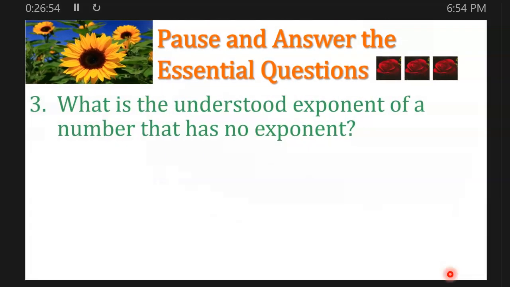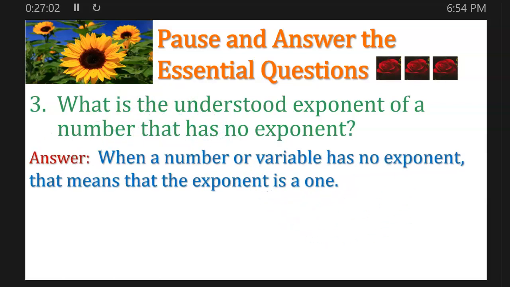Okay, what is the understood exponent of a number that has no exponent? Go ahead and try to answer that one on your own. Of course, when a number or a variable has no exponent, that means the exponent is a 1. We typically don't write it, but if it helps you to write it down until you learn, that's perfectly fine.